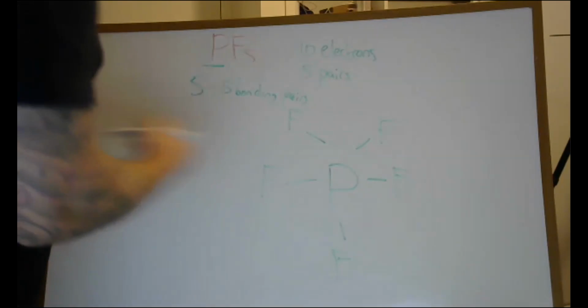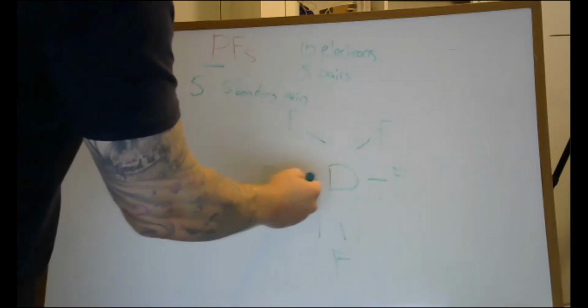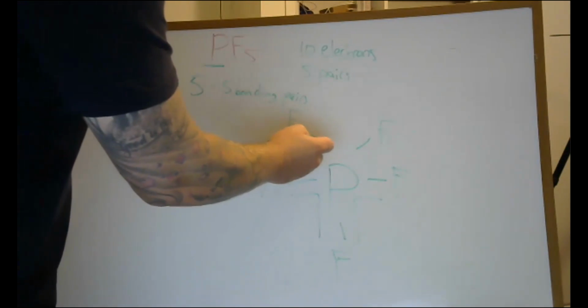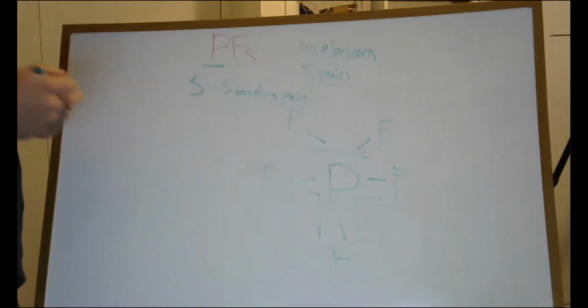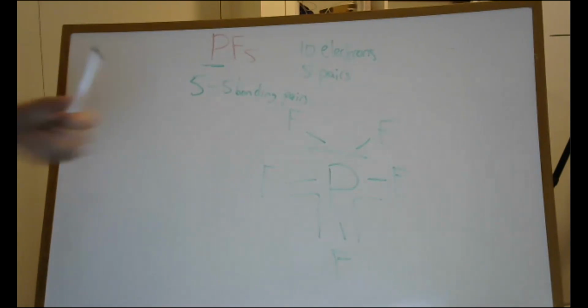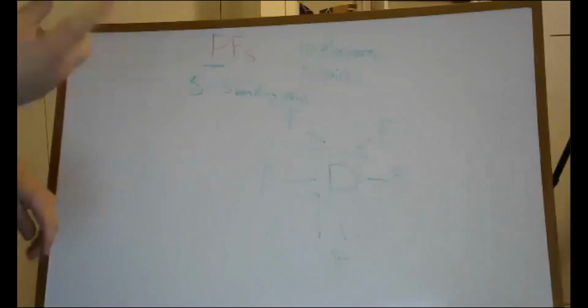So these are 90-degree angles here, and then up here we have 120-degree angles away from the others. This minimizes the repulsion between the electron pairs.